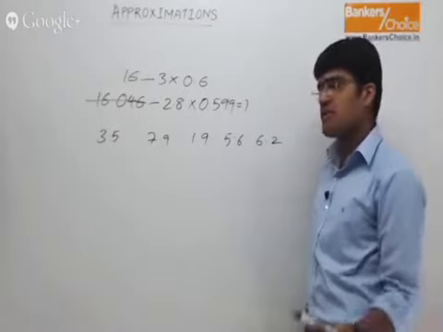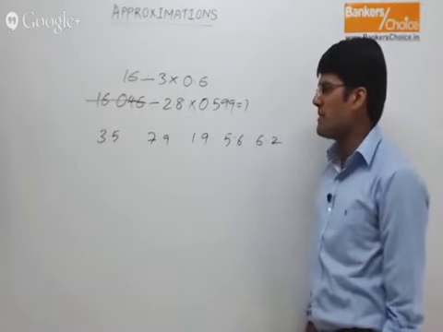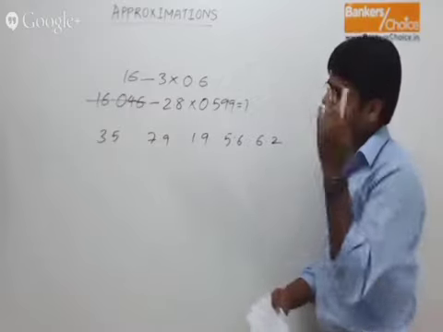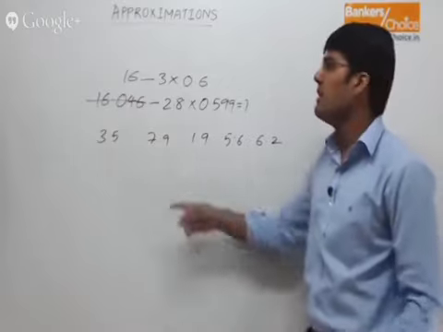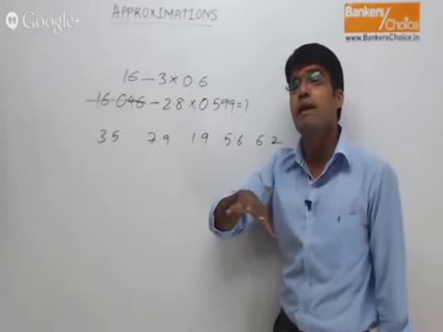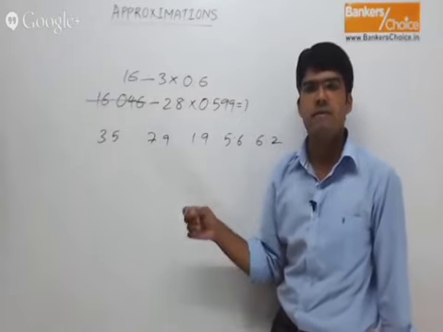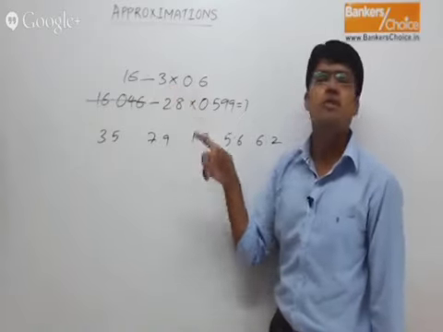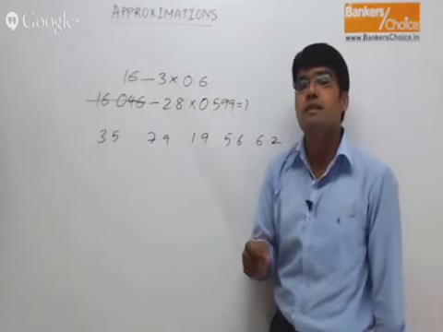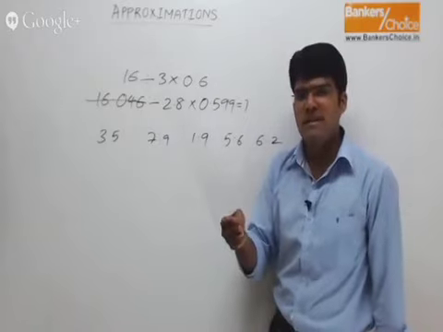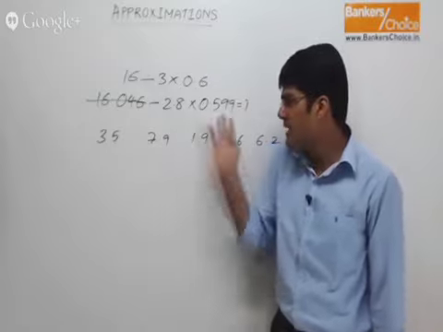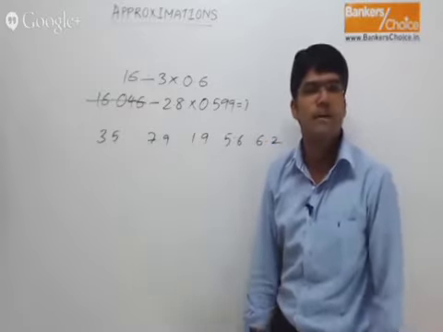Get the point? Options are very far away: 3.5, 7.9, 1.9, 5.6, 6.2, nowhere close to each other. So I can definitely go for this kind of calculation and get the answer. 16 by 3 will be how much? 15 by 3 is 5, so 16 by 3 will be 5.33. Yes or no? 5.33 into 0.6. 5 into 0.6 is 3. So 5.33 into 0.6 will be slightly more than 3. Look at the options. First option, 3.5, has to be the answer.